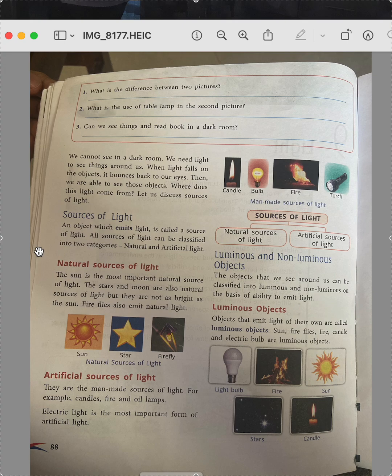We all tell, right? Hey, it's dark, switch on the light. Which light? Tube light? Bed light? Torch light? Your mobile phone light? So, those are the sources, correct?